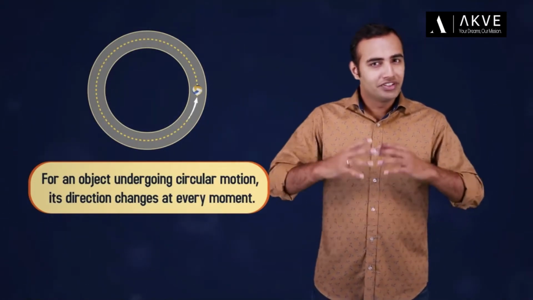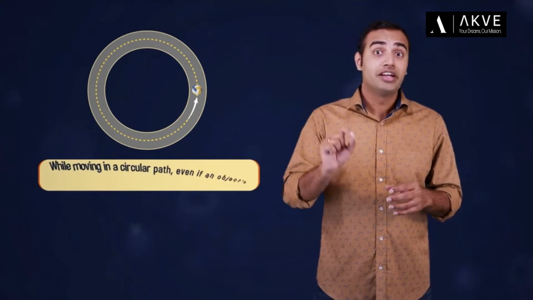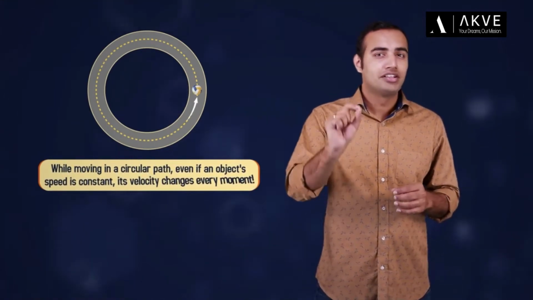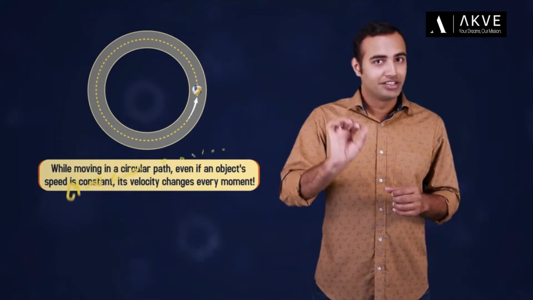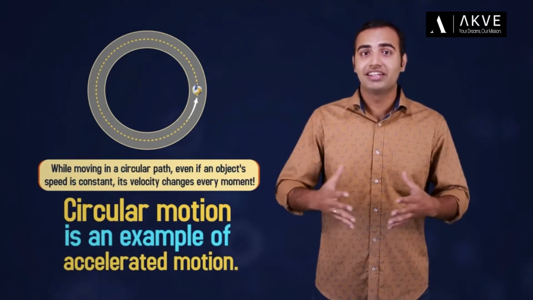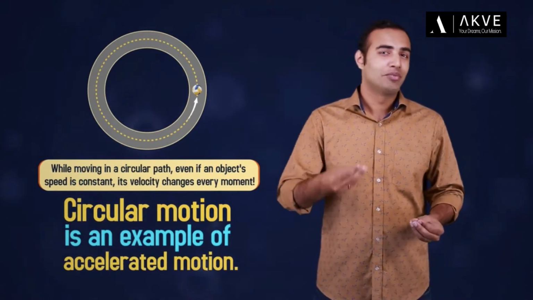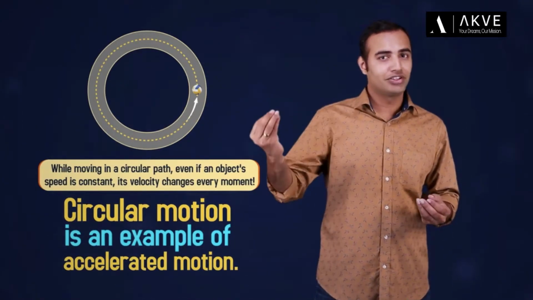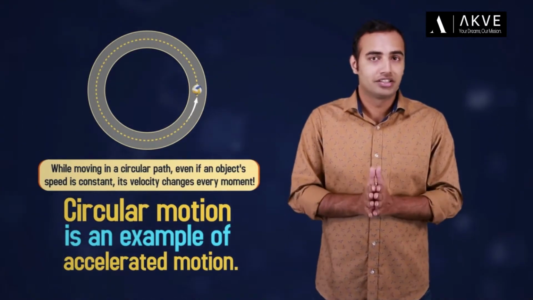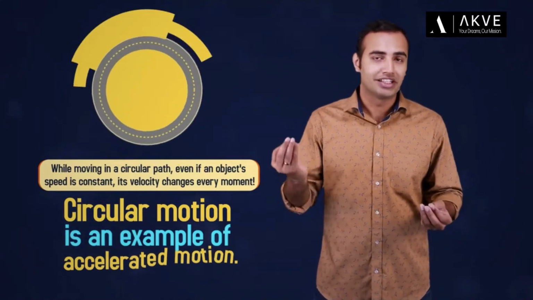Now tell me, if the direction of an object changes every moment, how can it have a constant velocity? Right? Therefore, remember, when an object undergoes circular motion, even when its speed is constant, its velocity always changes at every moment. Therefore, circular motion is actually an example of accelerated motion, because acceleration is nothing but change in velocity with respect to time. Because in a circular motion, velocity changes every moment. That's why there is a constant acceleration present here. Now that was a box of surprises, wasn't it?